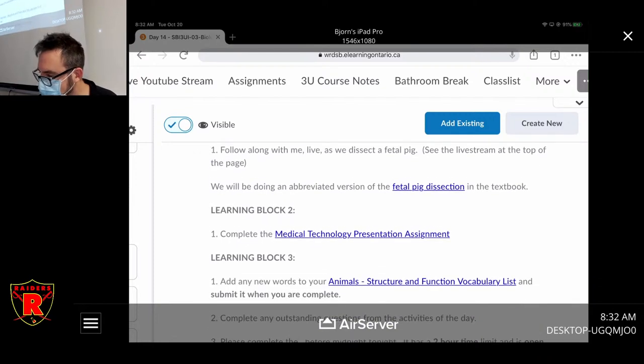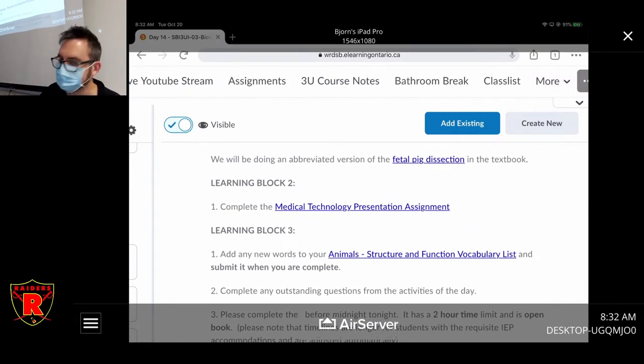this course. In block two, and again, this may run towards the end of block two. We might work on this tomorrow as well. We'll have to see what the timing is like.